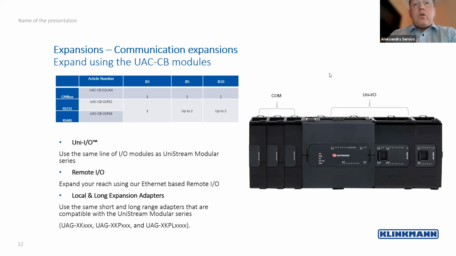Here's some description of communication expansion modules. Unitronics provides 3 different modules. It can be for CAN-bus communication, RS-232, as an example for short lengths or if you need to connect closed devices, or you can use an RS-485 module as an example for Modbus RTU connection.